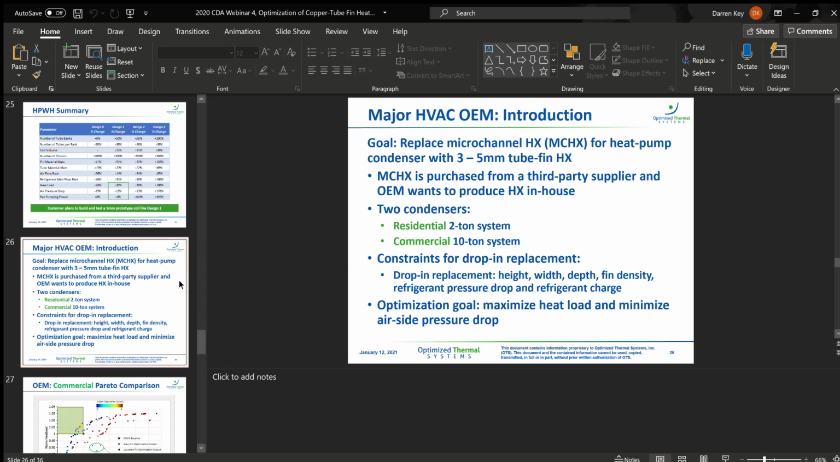So again, the constraints here had to be drop-in replacement. So same envelope, height, width, and depth, similar fin density, refrigerant pressure drop, and refrigerant charge. Those are all inputs into the optimization tools. And the goal here is to optimize heat load and minimize airside pressure drop.